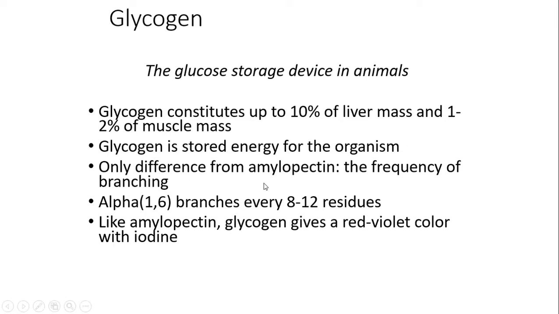The only difference between glycogen and amylopectin is the frequency of the branching. The branches are the same, alpha-1,6, but these branches are every 8 to 12 residues. You don't need to worry about this. I should have actually probably deleted that.